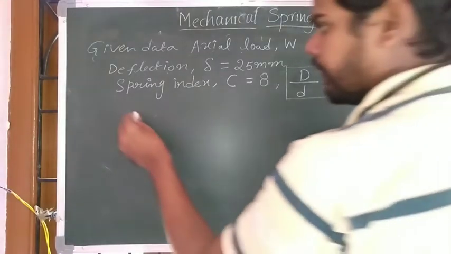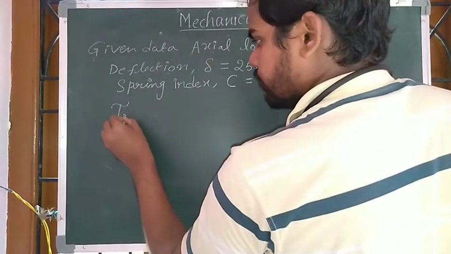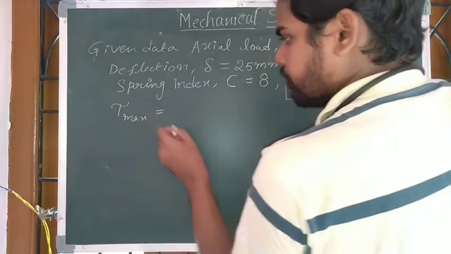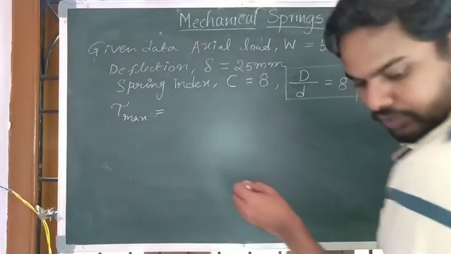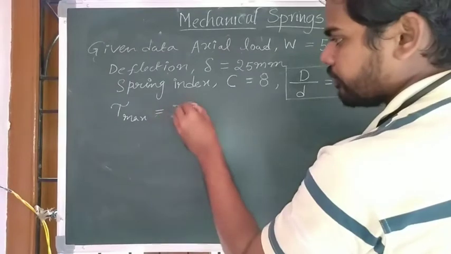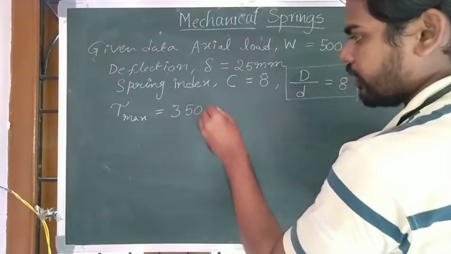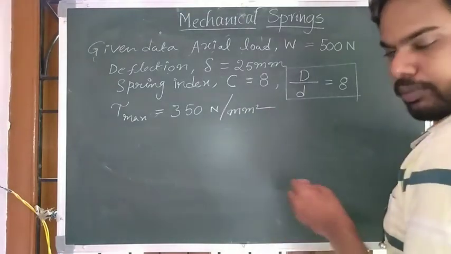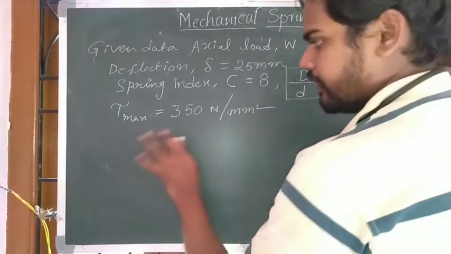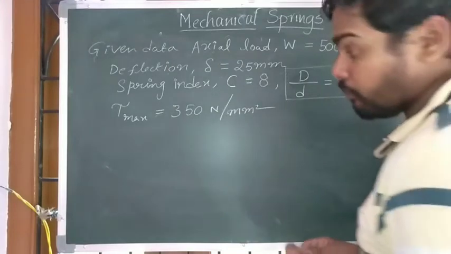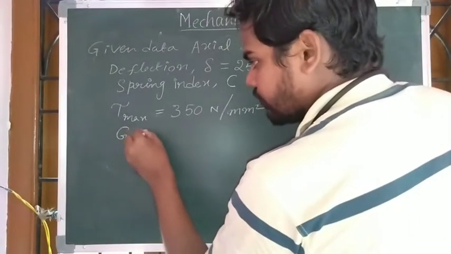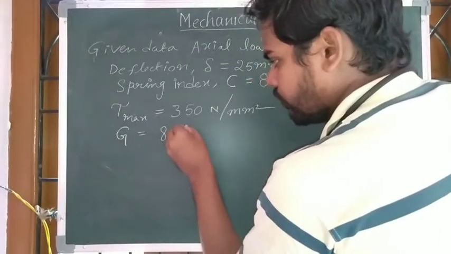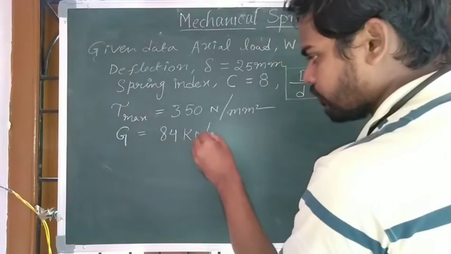What about other data? Permissible shear stress, it means maximum shear stress tau maximum, is 350 MPa, where 1 MPa is equal to Newton per mm square. So we can write MPa as Newton per mm square also. Okay? So next, what other data is given to us? Next, modulus of rigidity is also given. G is equal to 84 kilonewton per mm square.